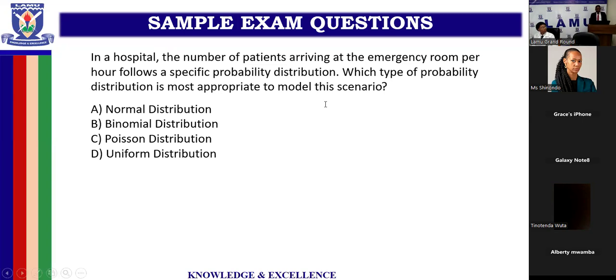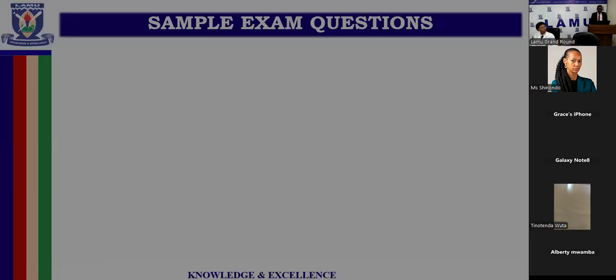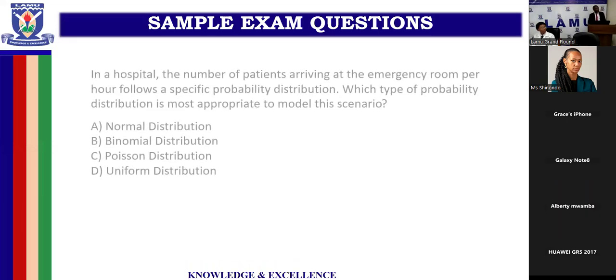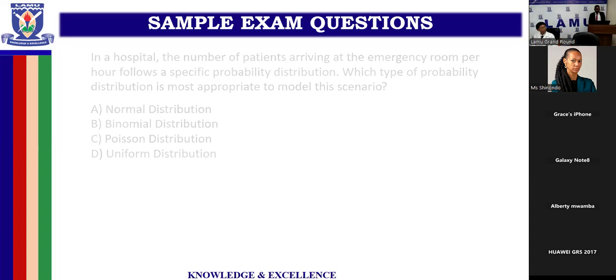In a hospital, the number of patients arriving in the emergency room per hour follows a specific probability distribution. Which type of probability distribution is the most appropriate? Poisson seems to be popular. Is that the correct one? Okay, correct.